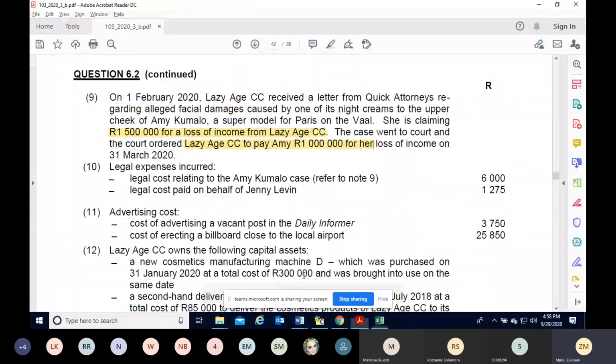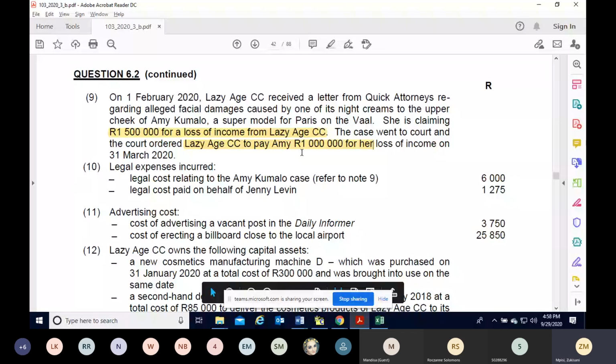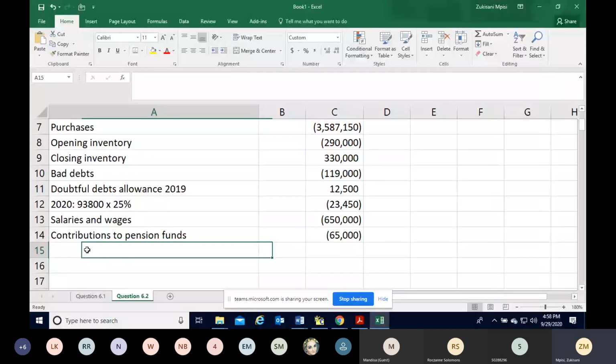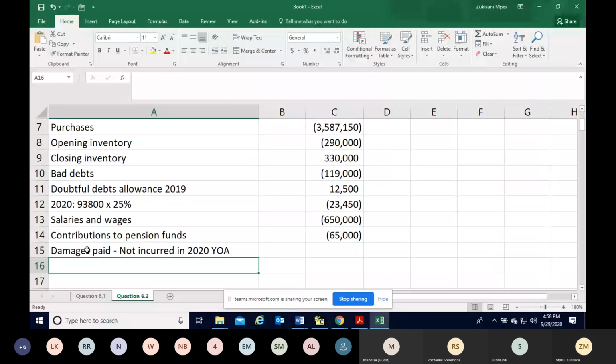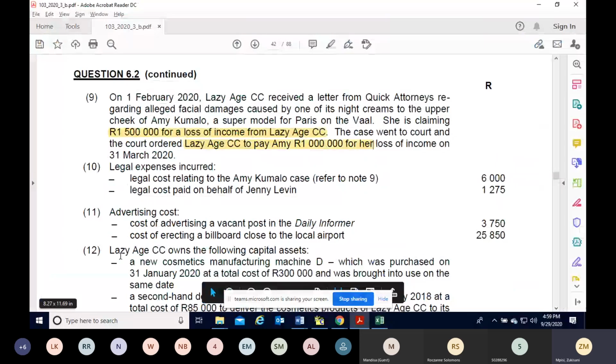So let's quickly look at this. Our year end is 29 February. We are ordered to pay for her lost income on 31 March 2020. So damages paid, not incurred in the 2020 year of assessment. So we move on. We do nothing about it because it does not relate to this year.